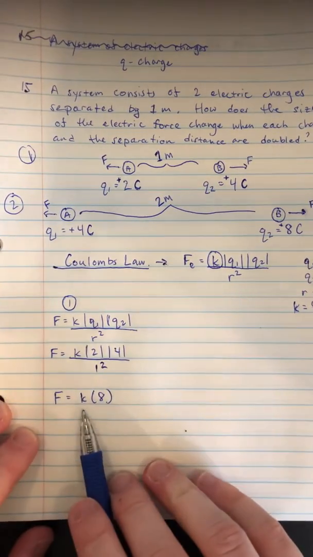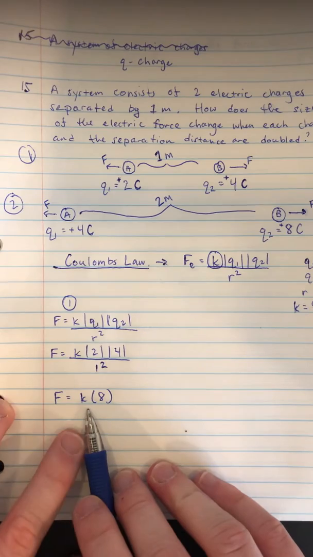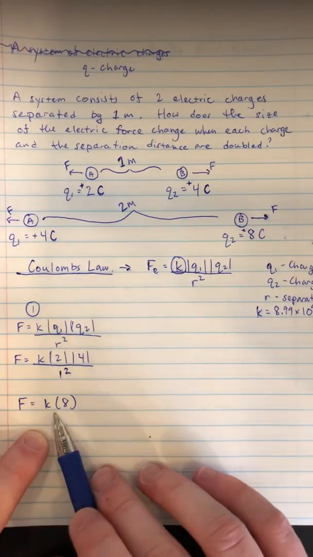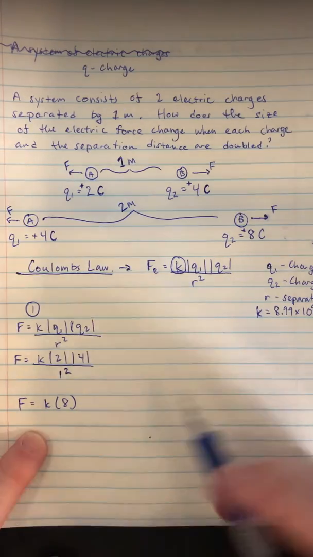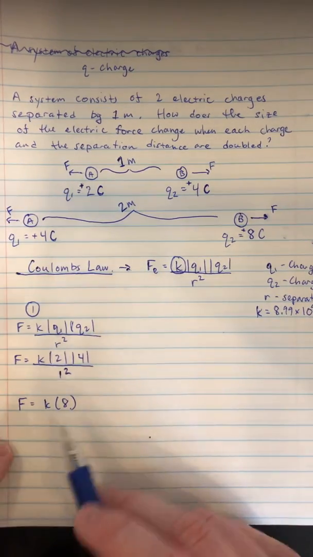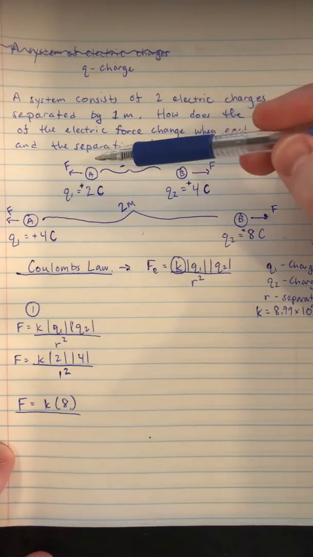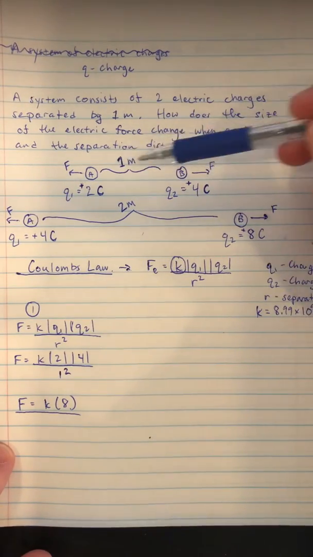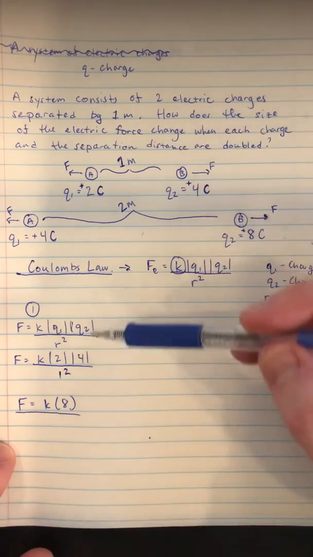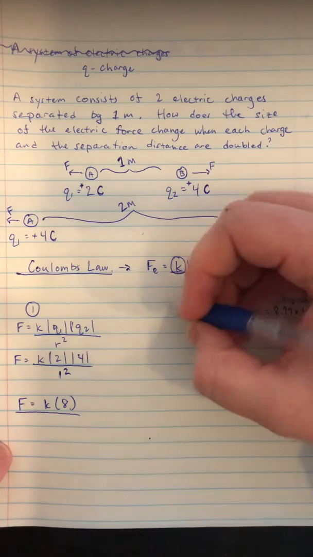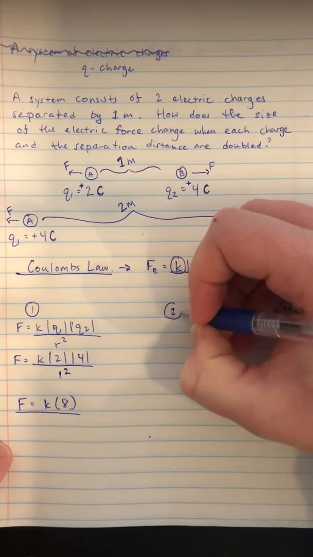Now, I'm going to leave this as K times 8 because it's not easy to multiply by 8.99 times 10 to the 9th. And the other one will have K in it too, so we can just compare them that way. So for part 1, when they are 2 coulombs and 4 coulombs separated by a distance of 1 meter, we get a force of K times 8. So let's check the second one.